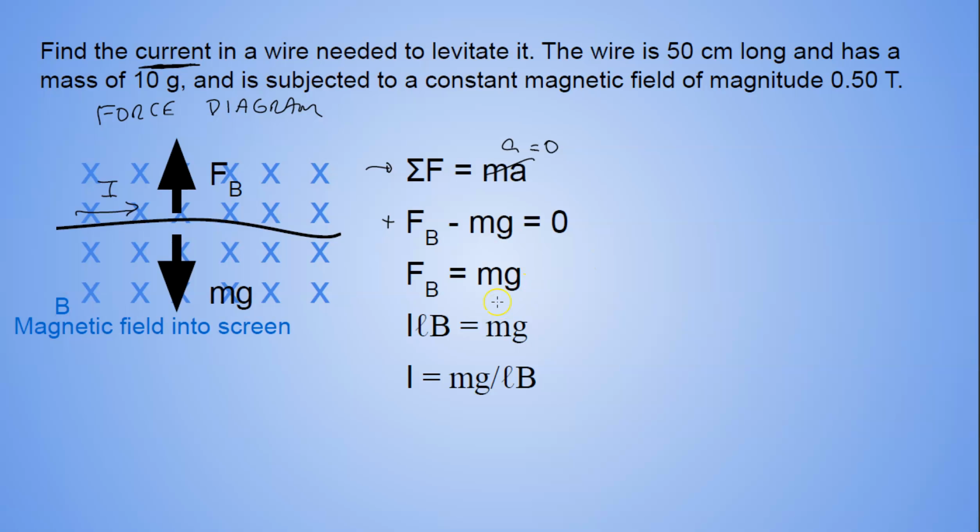Add mg to both sides. I know that the magnetic force is ILB. It's equal to mg. And I solve it for I right there. The mass of the wire is 10 grams, only we don't like grams. So I'm going to change that to kilograms. And then g is 9.8 meters per second squared. And the length of the wire is 50 centimeters. Only I don't like centimeters either, so that would be 0.5 meters. And the magnetic field is, what, half a Tesla.